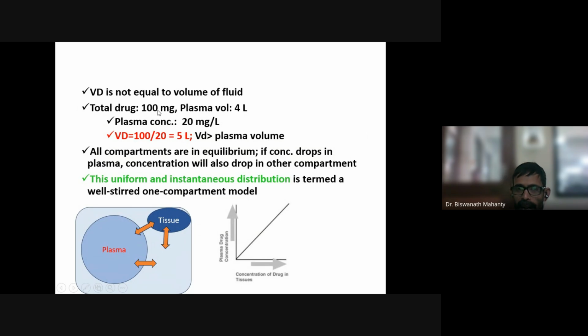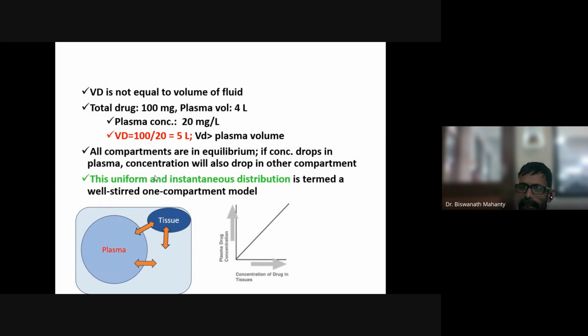Assume here 100 milligram of drug, and plasma volume is, for example, 4 liters. So the plasma concentration is 20 milligram per liter. So what is the problem here? Because of 100 milligram drug and a plasma concentration of just 20 milligram per liter, the volume in theory comes to 5 liters, but your plasma volume is just 4 liters. So we can have VD more than plasma volume. All compartments are in equilibrium. If concentration drops in plasma, concentration will also drop in any other compartment.